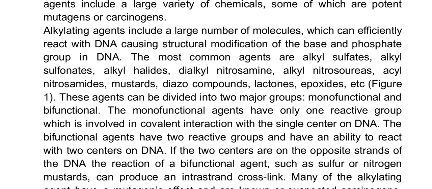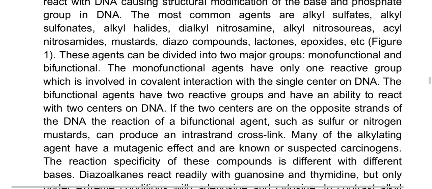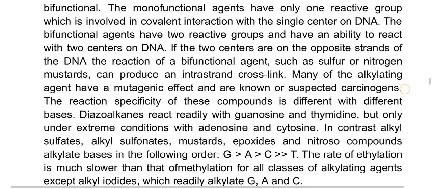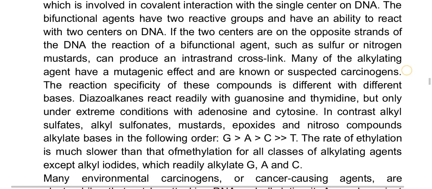epoxides, etc. These agents can be divided into two major groups, monofunctional and bifunctional. The monofunctional agents have only one reactive group, which is involved in covalent interaction with a single center on DNA. The bifunctional agents have two reactive groups and have an ability to react with two centers on DNA. If the two centers are on opposite strands of the DNA, the reaction of bifunctional agents such as sulfur or nitrogen mustards can produce an interstrand cross-link.